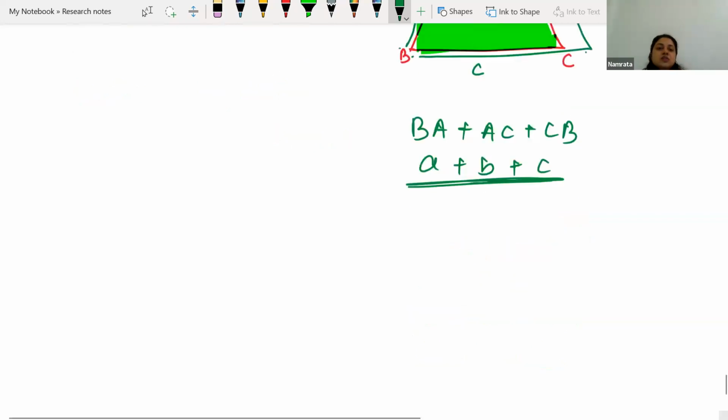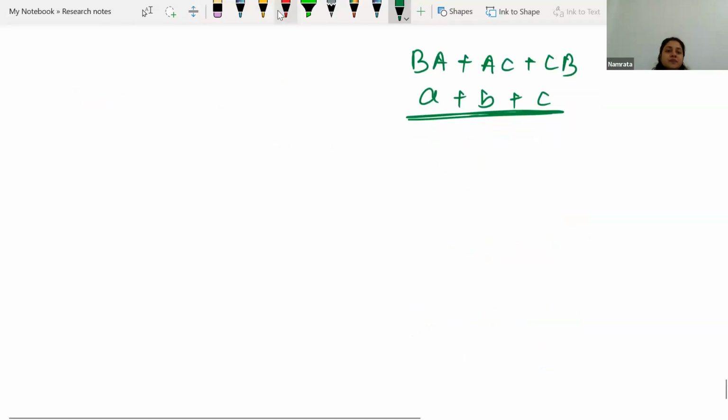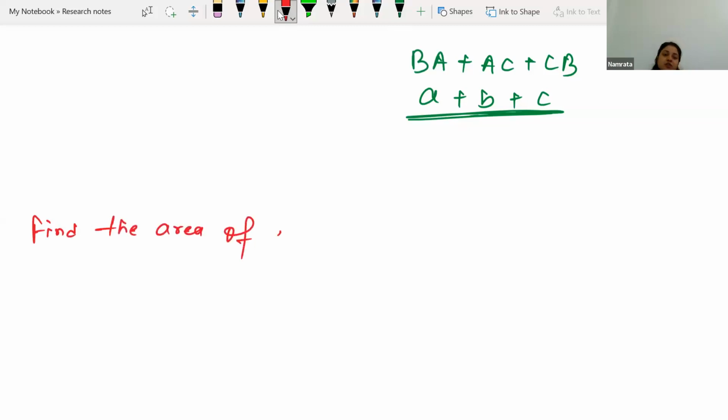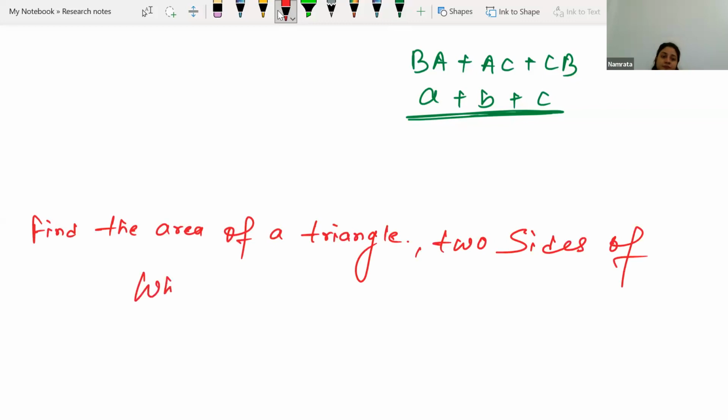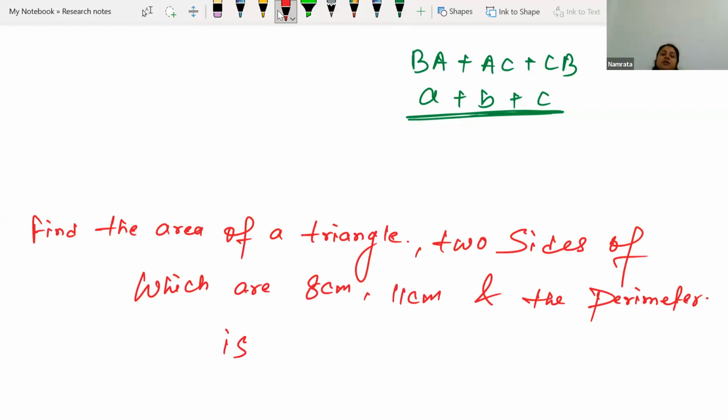Okay. So the question is, find the area of a triangle, two sides of which are 8 centimeter, 11 centimeter, and the perimeter is 32 centimeter. So let's read it carefully.